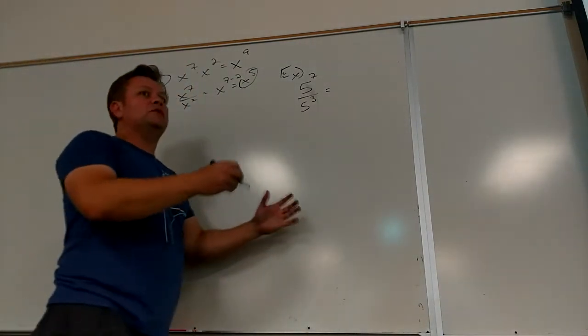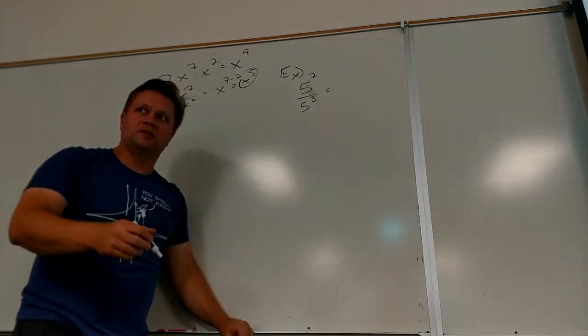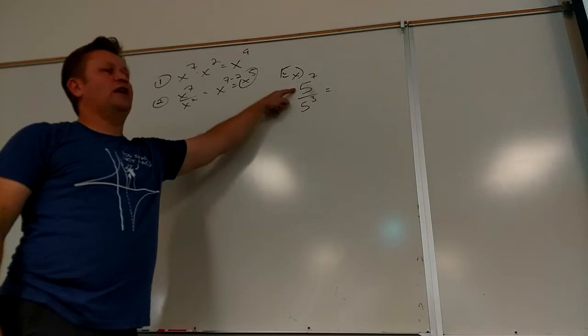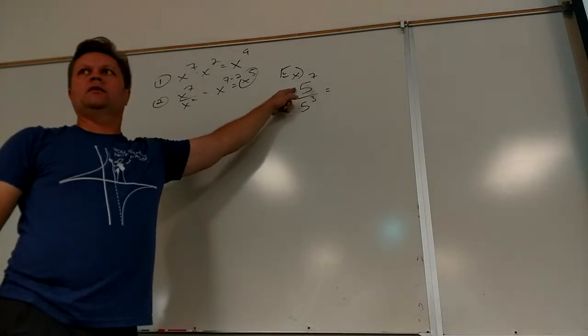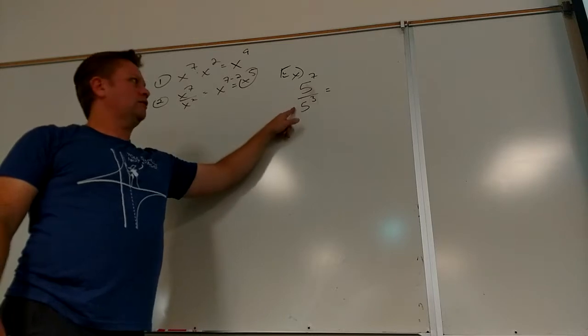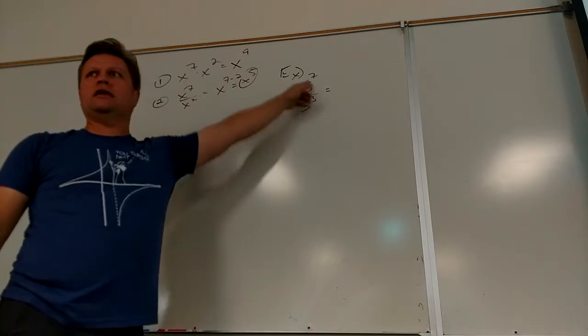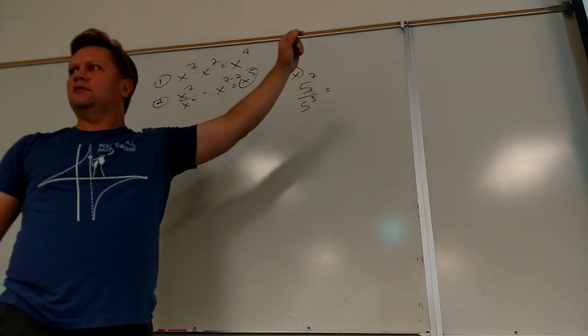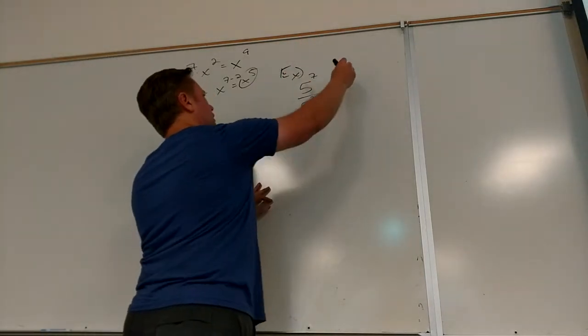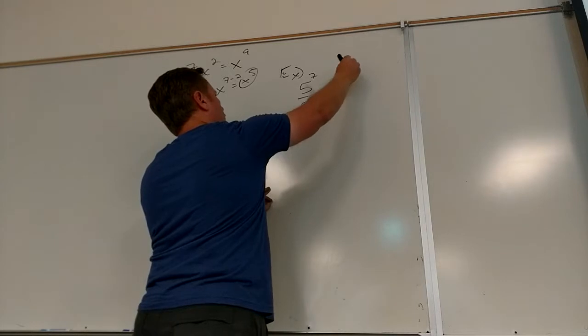Do you know why some people say the answer is 1? Because 5 divided by 5 is 1. How many 5s do I have up here? I got 7 5s up here, and I've only got 3 5s down there. These 3 can't kill all those 7. You can't say that this is 1 to the 7. No. 7 minus 3, so I got 4 5s left.